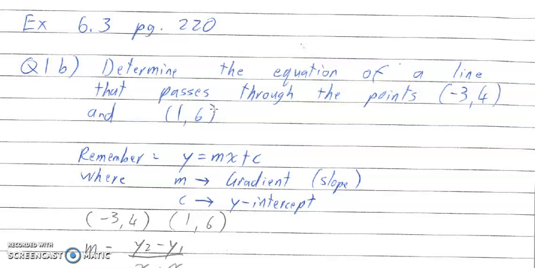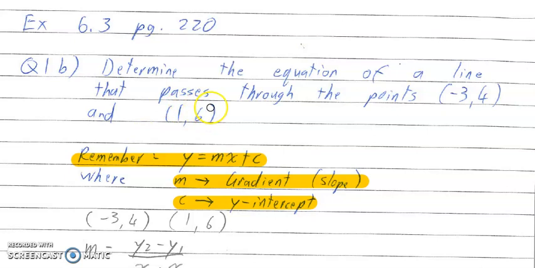So guys, in chapter 6, we're looking at equations of a line. Pretty important formula. Hopefully we're pretty familiar with this one from prior years. The equation of a line is y equals mx plus c, where m represents the gradient, the slope, and c represents the y-intercept.